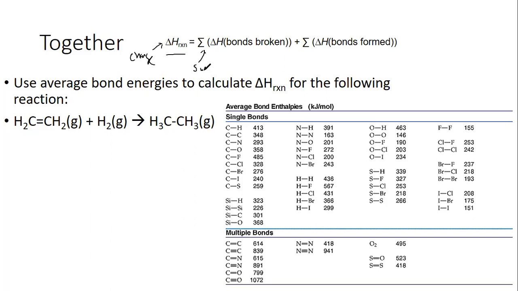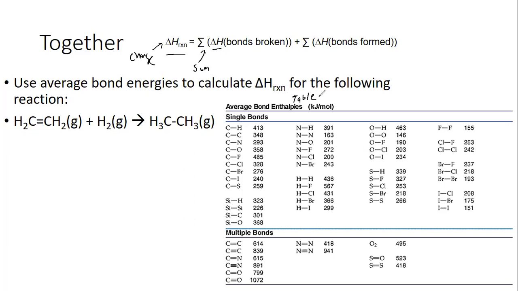So where do we find this? We find that in a table. Our table right here. So this table has all the bond enthalpies we will need to use in a problem like this. This table will be provided to you. I do not expect you to memorize these numbers. That would be insane. So this will be provided to you on an equation sheet.